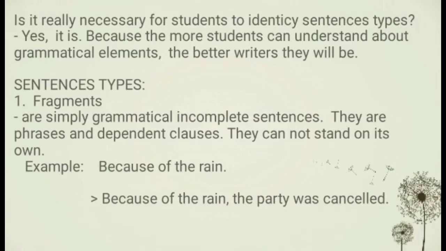For example, because of the rain, the party was cancelled. Now, the fragment has become a dependent clause attached to a sentence that has a subject, the party, and the verb was cancelled. Our thought is now complete. The next type of sentence error is run-ons. Run-ons will be reported by our next reporter, Ms. Raquel Aledaño.